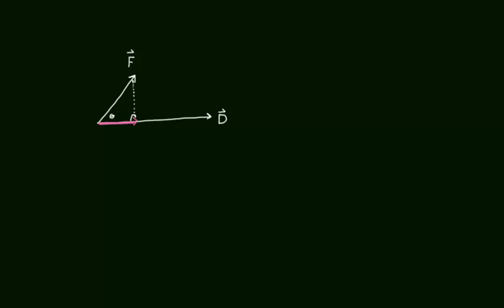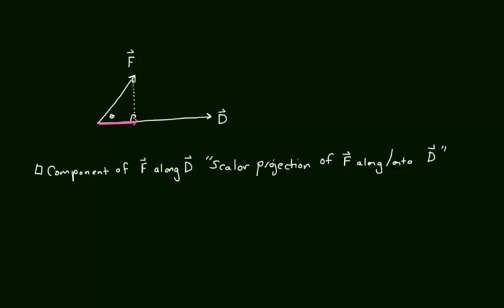But before we discover what the formula for that is, we're going to talk about the pink vector's magnitude, which we will call the component of F along D, or often called the scalar projection of F along D. It's a scalar value. It's the magnitude of that pink vector. It's also along or onto D.